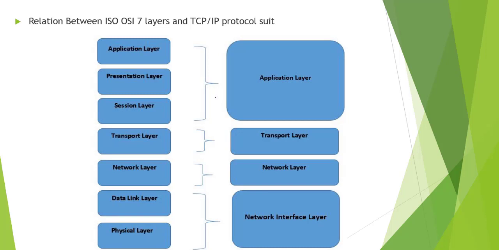Then the transport layer is the same as the TCP/IP transport layer. The network layer is also the same in the TCP/IP protocol. The final two layers, physical layer and data link layer, both have their functions done in the network interface layer in the TCP/IP protocol.